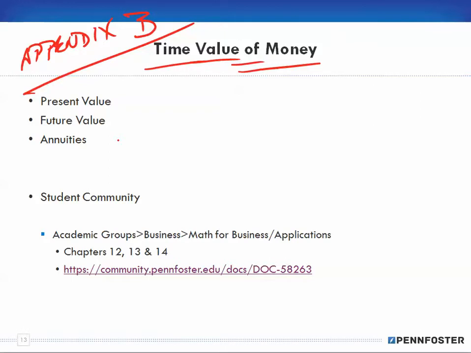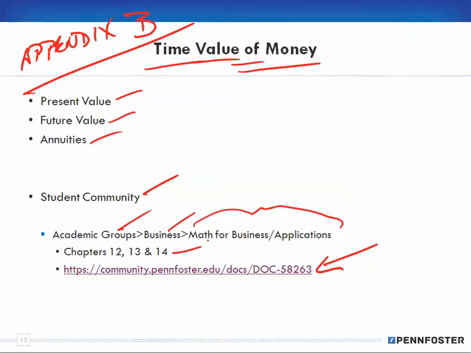But if you need the refresher, out on the student community, here is the web address. Pause, write it down, type it into your browser, and pull it up, or go to the student community and click on academic groups. Then under the academic groups, click on business, and under the business, you'll see on the left-hand side, there is a section called Math for Business / Applications. And that dealt with the idea of present value, future value, and annuities, which were covered in chapters 12, 13, and 14 in the textbook.